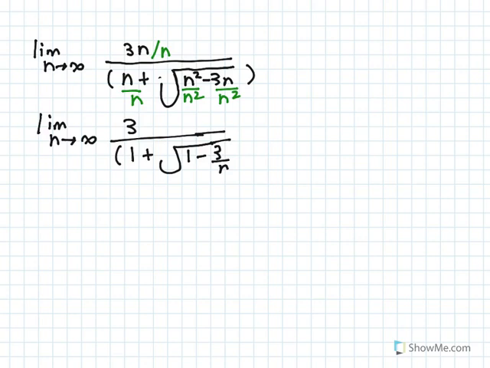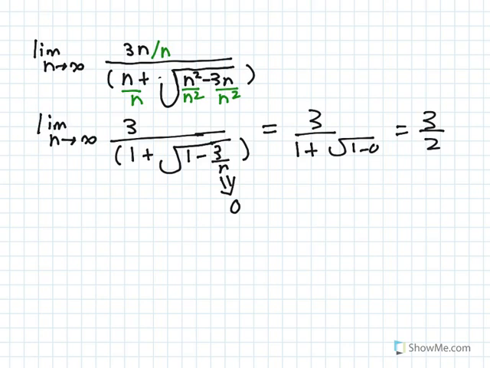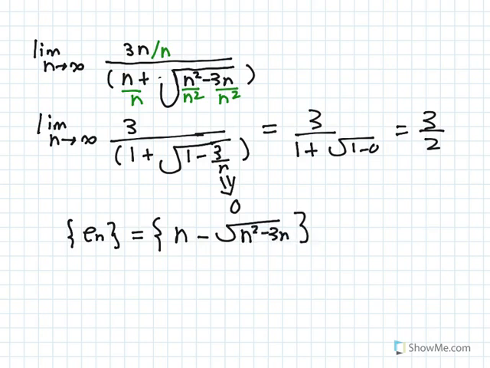All right. So now we want to take the limit as n goes to infinity. 3 over n is going to go to 0, of course. The result would be 3 divided by 1 plus the root of 1 minus 0. That's 3 over 2. The result is 3 over 2. That means the sequence En, which is equal to n minus the root of n squared minus 3n, converges to 3/2. All right, thanks.